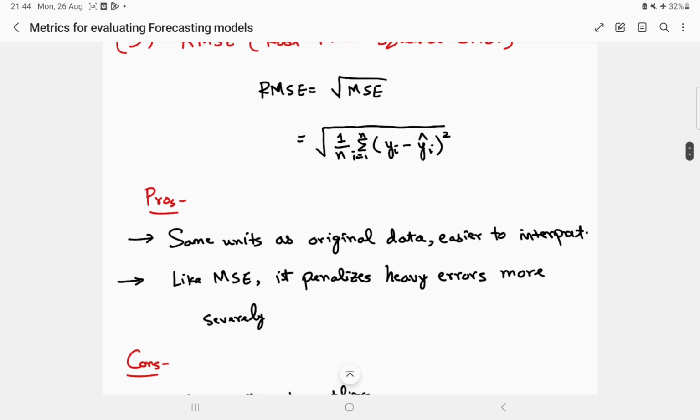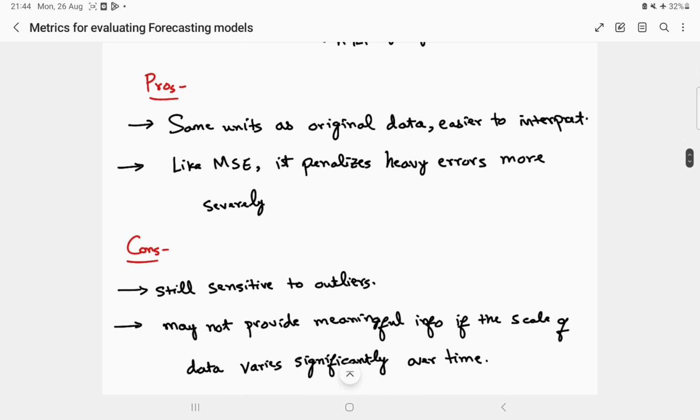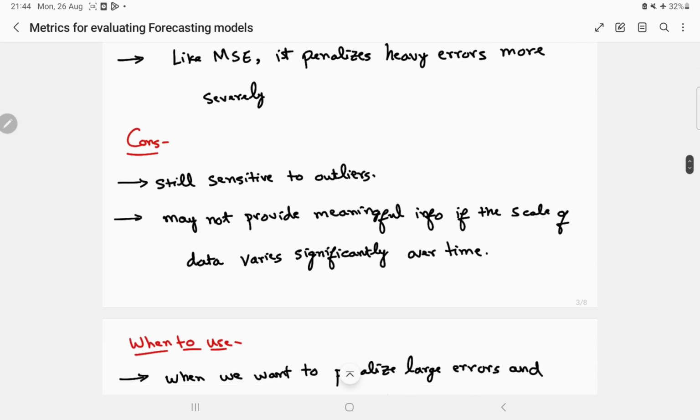And like we see, it's given as square root of 1 over n, summation i goes from 1 to n, (yi minus yi hat) squared. And like we said, in terms of pros, it has the same units as the original data, which makes it very easy to interpret. And like mean squared error, it also penalizes heavy errors more severely because it also has that squaring term. When it comes to cons, it is still sensitive to outliers due to squaring of the errors, and it may not provide meaningful information if the scale of data varies significantly over time or across different data sets.